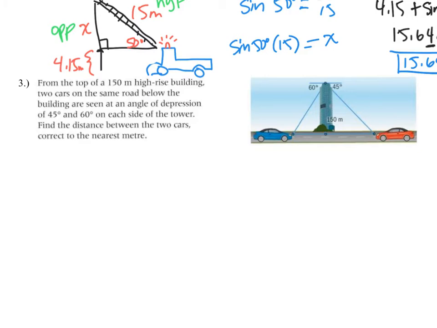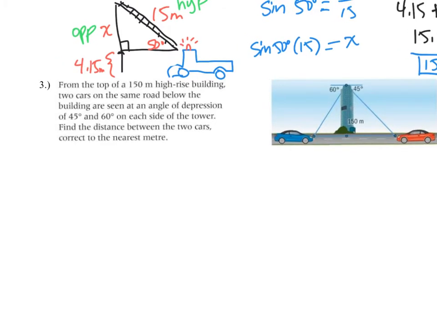Then for number 3, from the top of a 150-meter high-rise building, 2 cars on the same road below the building are seen at angles of depression of 45 and 60 degrees on each side of the tower. Find the distance between the 2 cars to the nearest meter.